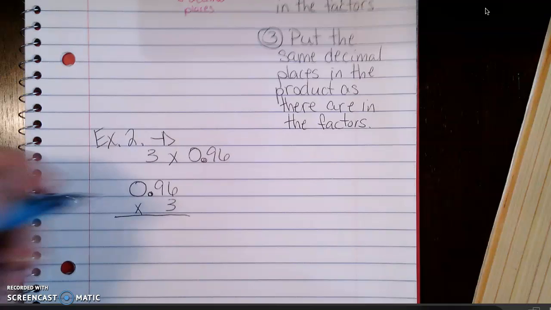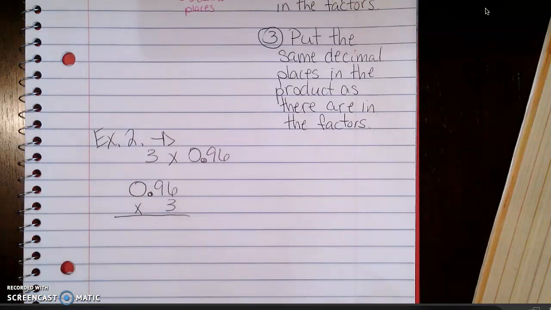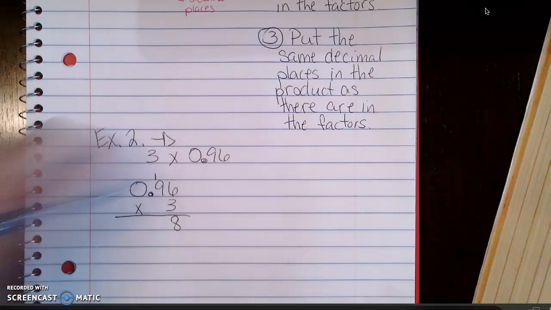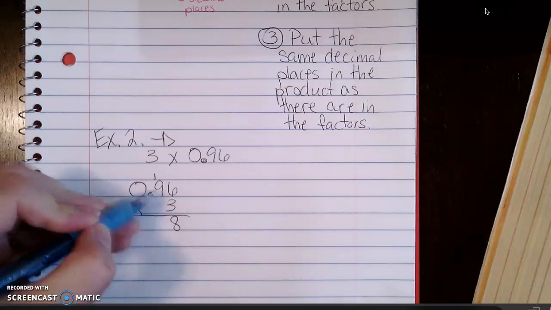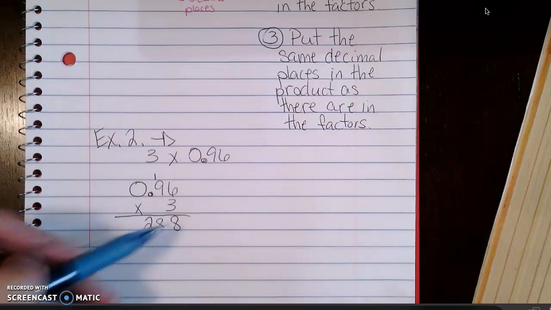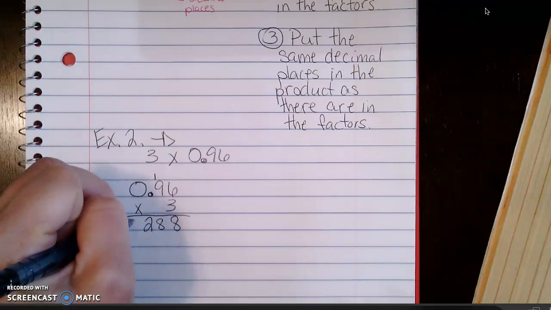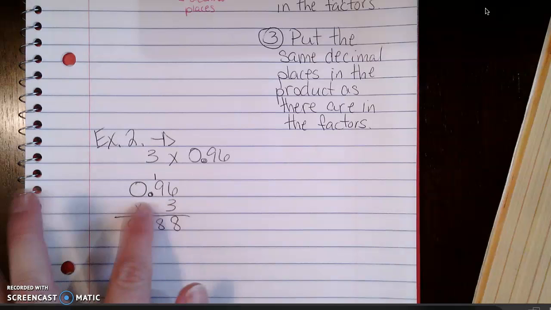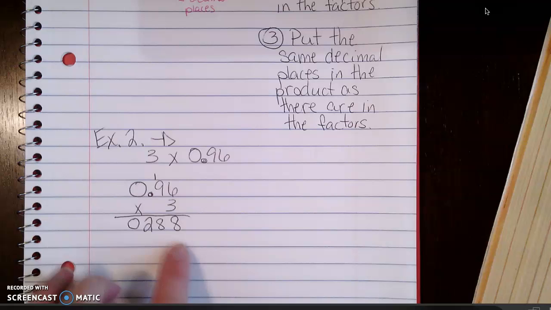So here I am. I'm just going to multiply. I'm going to ignore that decimal to start with. So I'm going to do 3 times 6 is 18. Regroup that 1. 3 times 9 is 27, plus that 1 is 28. And 3 times 0 is 0. So I multiplied my digits, and if I have two digits, I follow the same rules. I would put my placeholder, and I would just multiply like they are whole numbers.